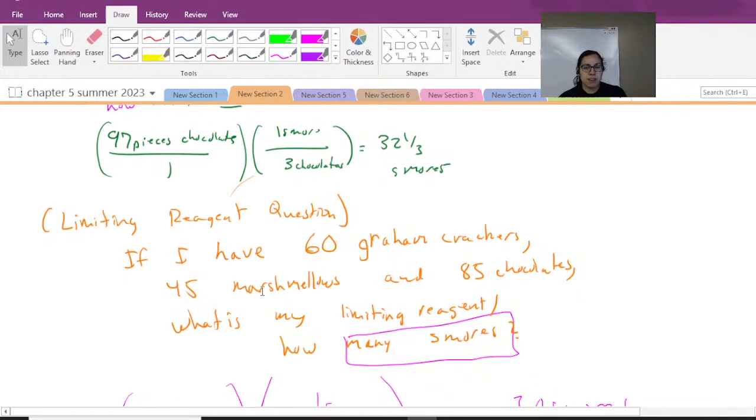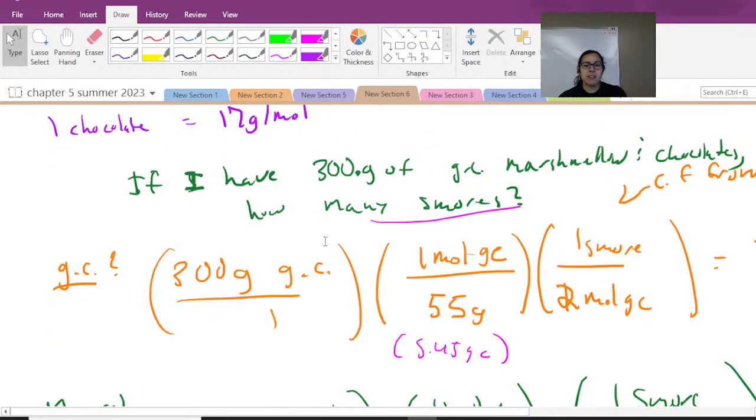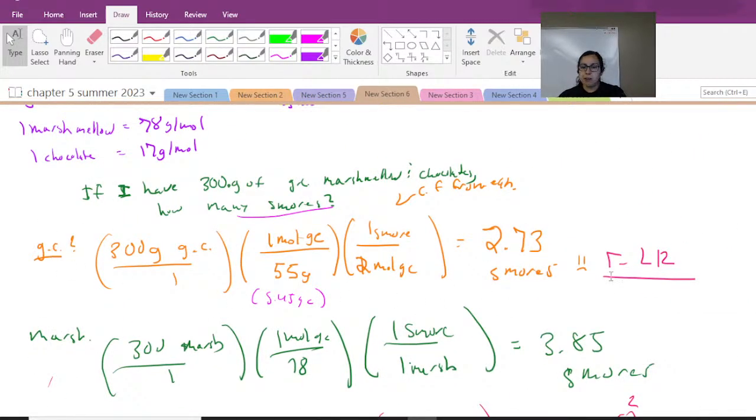So we went back to our limiting reagent question, right? We did our 300 grams. We said that our graham crackers would give us 2.73 s'mores, but let's say you smashed half the s'mores in the kitchen and you only ended up with 1 s'more. So then this is your theoretical yield, and your 1 s'more is your actual, so 1 over 2.73 gives you your percent yield.